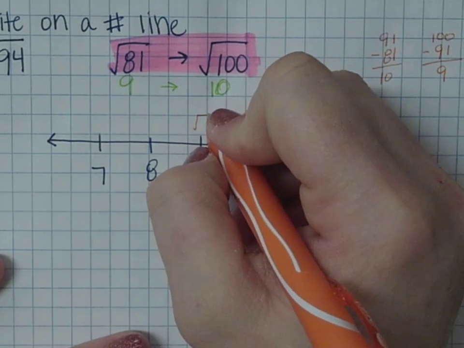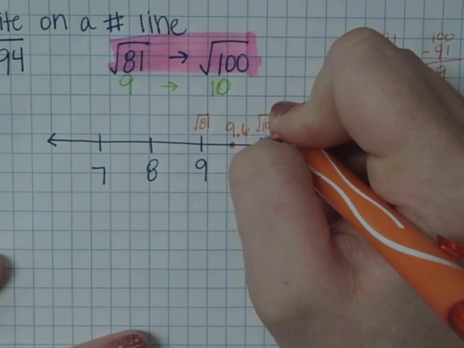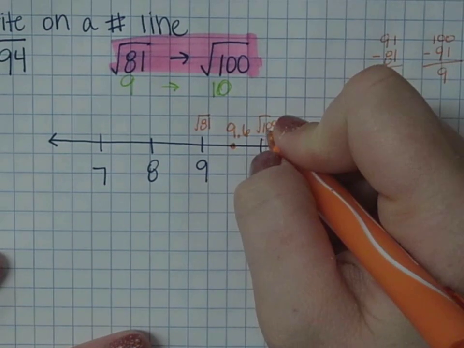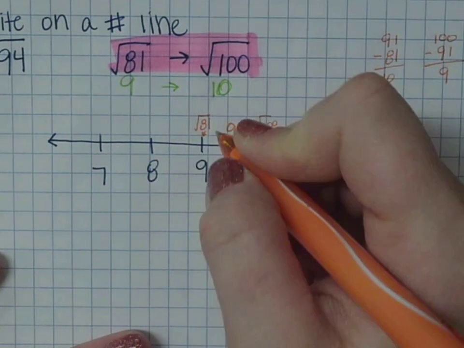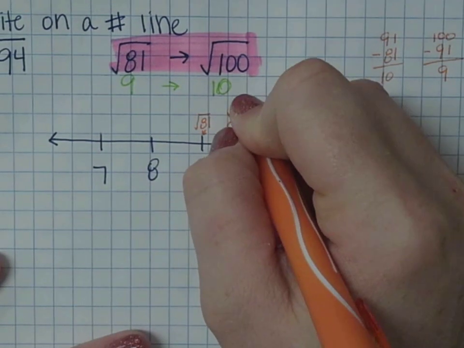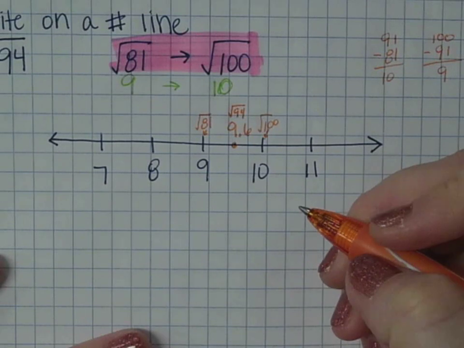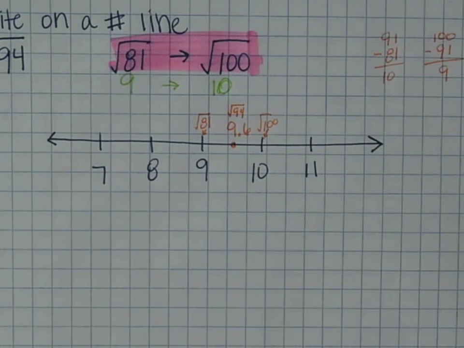Remember, the square root of 81 is 9. The square root of 100 is 10. So the square root of 81 would be at 9, square root of 100 would be 10, so we're saying that the square root of 94 would be right there on the number line. Okay?